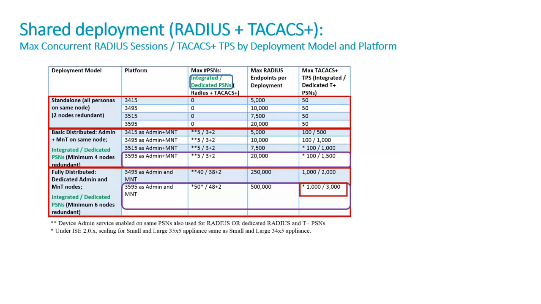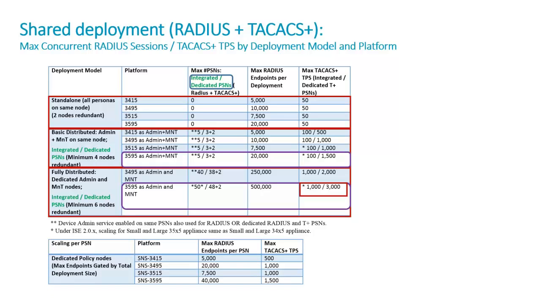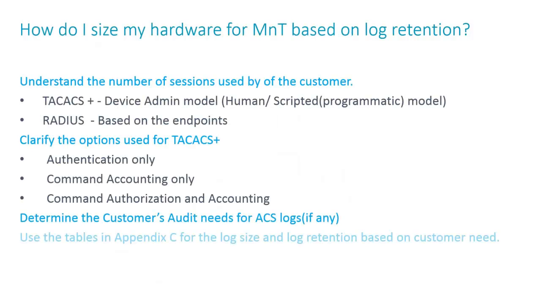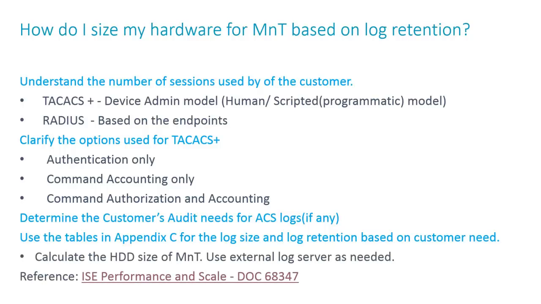Again, the table below gives you information on how to scale your PSNs based on RADIUS and TACACS transactions per second, and this is per platform, 3415 through 3595. This is fantastic. Now we have clarity on the deployment option, and we also have clarity on how to scale our PSNs, what options we have, and how many PSNs I need. However, we've also seen that MNT takes performance hits if the log exceeds a certain limit. So configuring MNT for special logging needs and log retention becomes important, and that will be our next step.